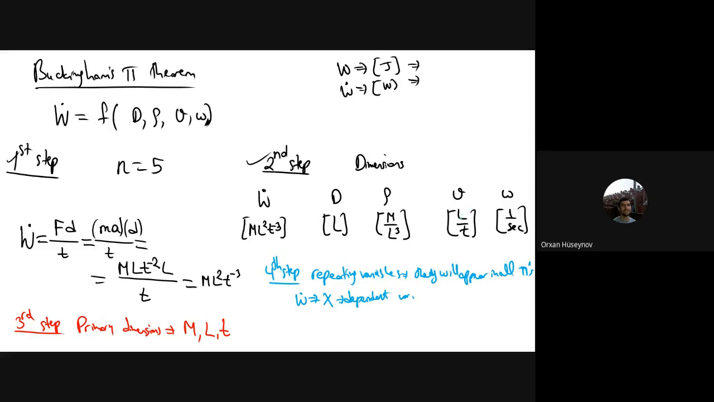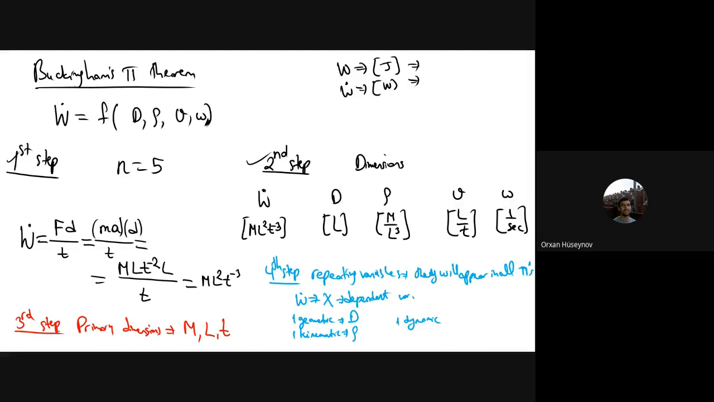But the first thing here, if you remember from the previous lecture, is that we have to select one geometric variable, one kinematic variable, and one dynamic variable. One geometric variable here is the diameter, purely geometric. One kinematic variable is the density, which is m to the power of 3.